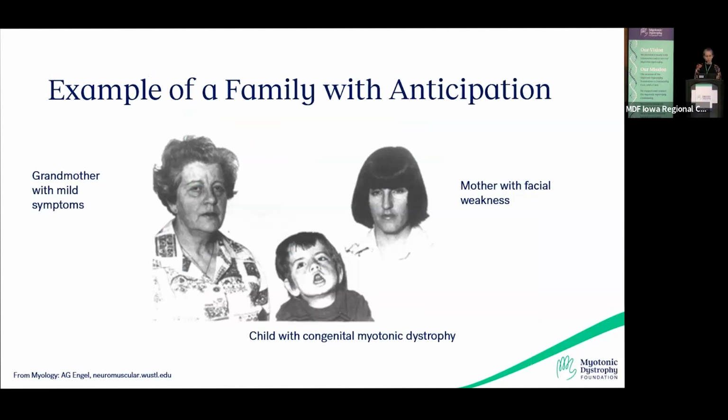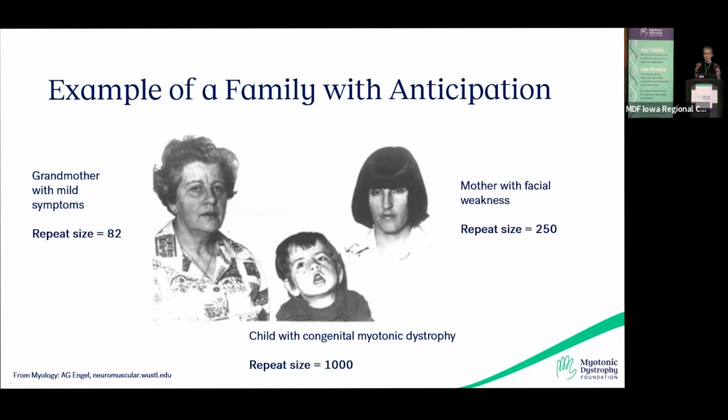So here is a photo from Andrew Engel's myology book. It's a family showing anticipation. The grandmother looks like she has mild symptoms. With the mother, you can start to see more facial weakness. And the child has congenital myotonic dystrophy, with facial weakness, and it looks like probably some neck weakness with difficulty holding their neck up.